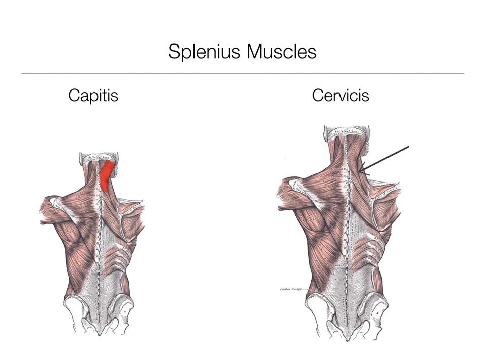So first, we have splenius capitis and splenius cervicis. These muscles originate in the upper thorax, in spinal levels T1 through T4, however they insert in different locations. Splenius capitis inserts into the inferior aspect of the skull, in a place called the occipital bone. Splenius cervicis inserts into the transverse process of the upper cervical vertebrae in spinal levels C2 through C3. Together, these muscles extend and rotate the neck and the head.